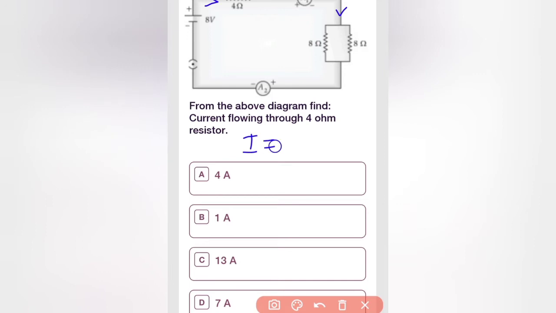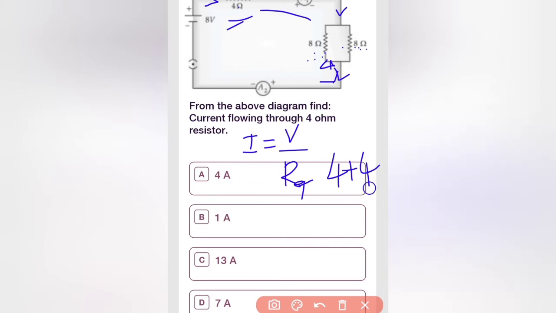So I is equal to V by R. So this will be the total resistance of the combination. These two are connected in parallel, so that will be in series with this resistance. We have already found that its total resistance is 4 ohm, and this 4 ohm is connected in series with this. So therefore it becomes 4 plus 4, which is 8 ohm.